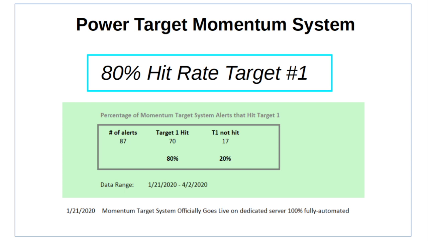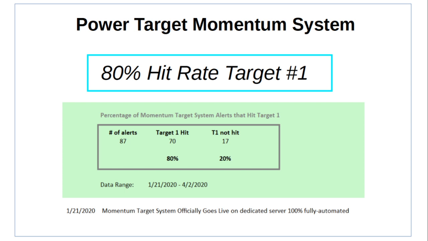But basically, I added it up and did the math, and target one is getting hit 80% of the time, and that goes all the way back to when we officially launched the current version of the momentum system on the dedicated server, fully automated, back in mid-January. I went back to the beginning and added it up, and you can see the numbers here. The numbers don't lie, right?